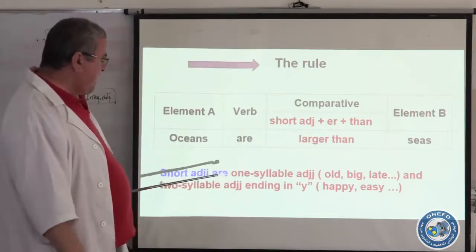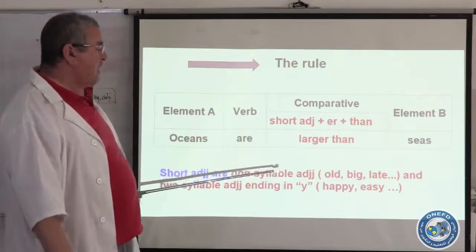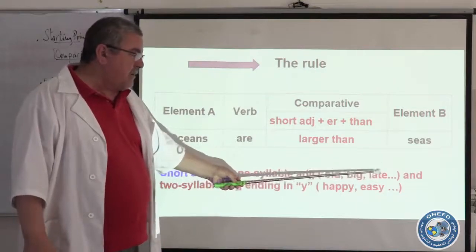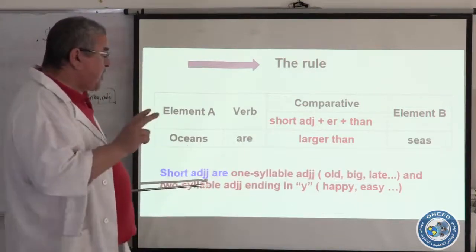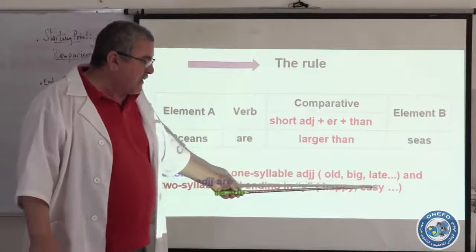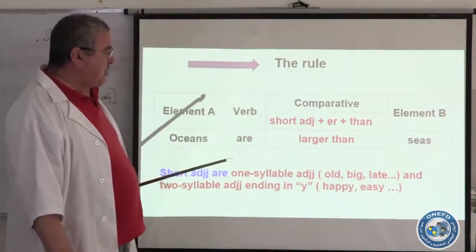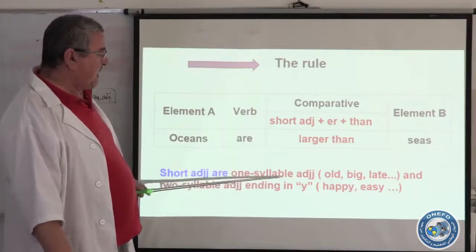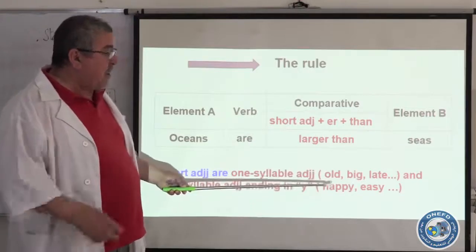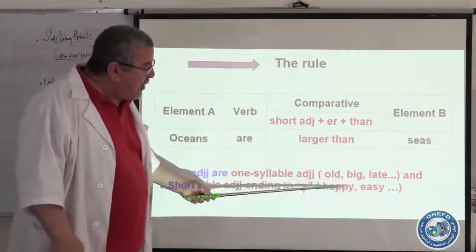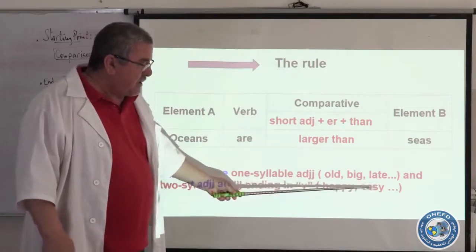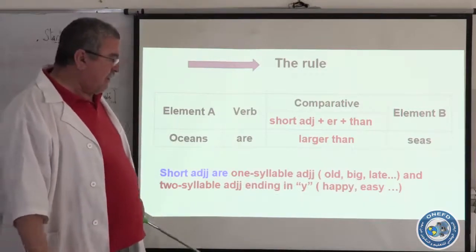What are short adjectives? Short adjectives are one-syllable adjectives, such as old, big, late, and two-syllable adjectives ending in Y, such as happy, easy. So what do we consider as short adjectives? It's all those adjectives of one syllable, like old, and adjectives of two syllables, but only which end in Y here, like happy, easy, dirty, healthy, and so on.